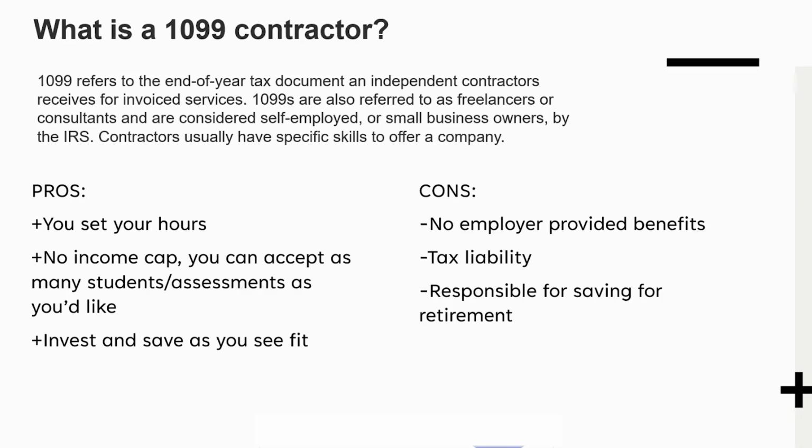Pros of contracting are control of your hours. You decide when you'd like to provide services. There's also no limit to the amount you can earn. You decide how many students or assessments you'd like to take, and the amount you earn correlates to that decision. You're also able to invest and save your money as you see fit. Rather than feeling the need to utilize an employer's retirement plan, you decide how to make your money work for you.